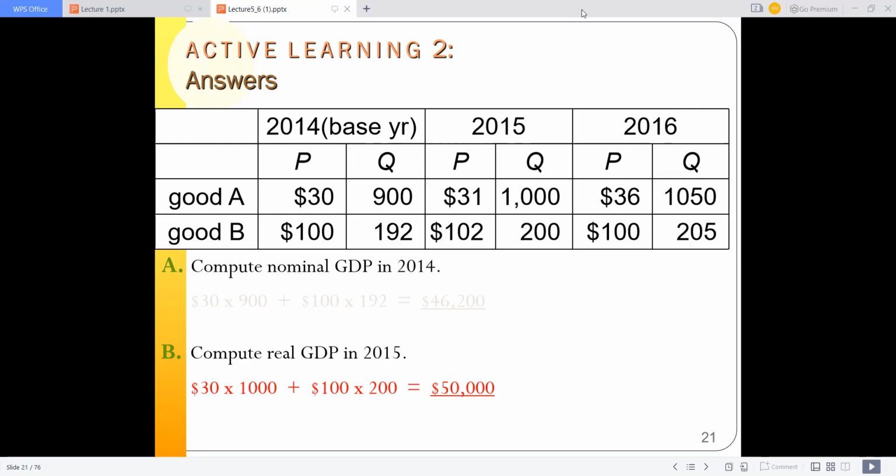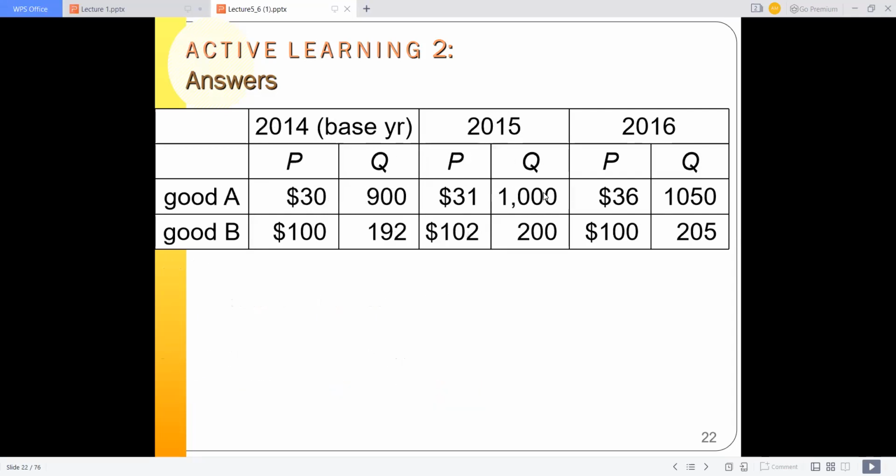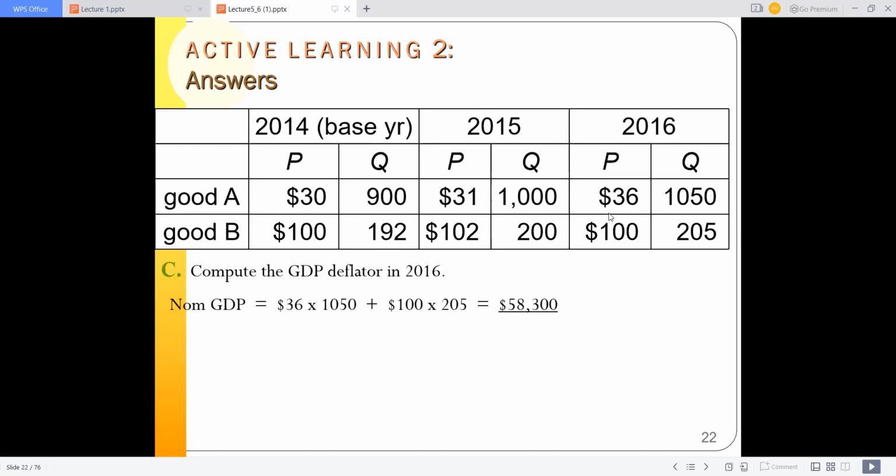But when we are computing nominal, you just take the current one, multiply by the current one, multiply by the current one. The same way, the same strategy. Okay. So Becca, here you go. They computed the nominal GDP. So they multiply this one, 36 by 1050, multiply the 100 by 205, and they had this.